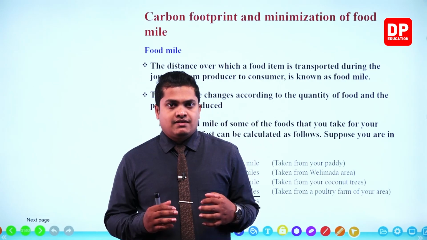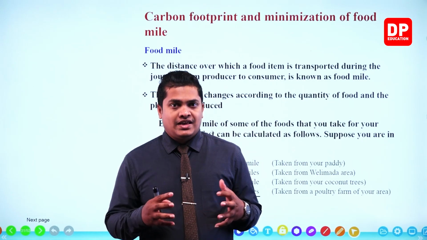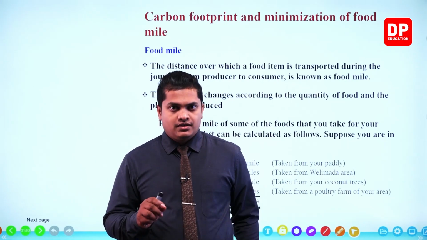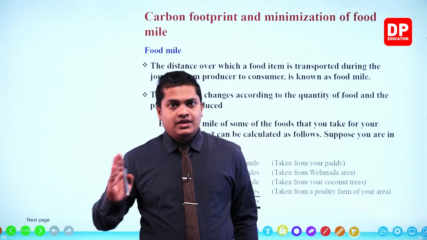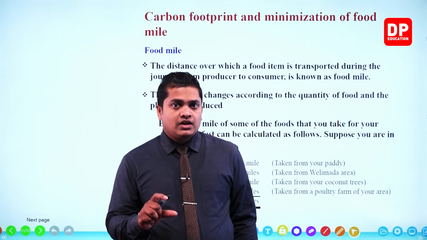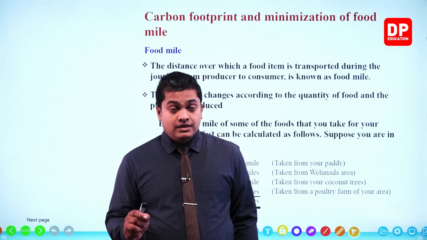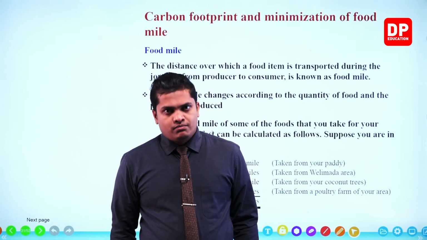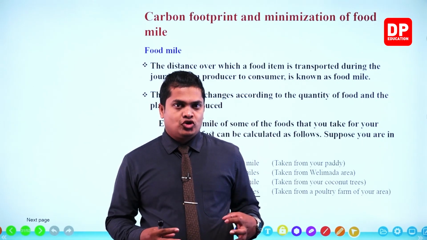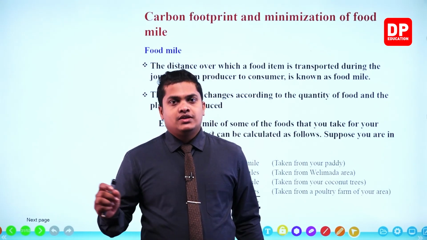Miles are somewhat greater than kilometers. When you take 1 mile, it is equal to 1 point something in kilometers. That means there are more than 1 kilometer in 1 mile. So food mile means, my dear children, the distance by which a certain food item traveled from the producer to the consumer.